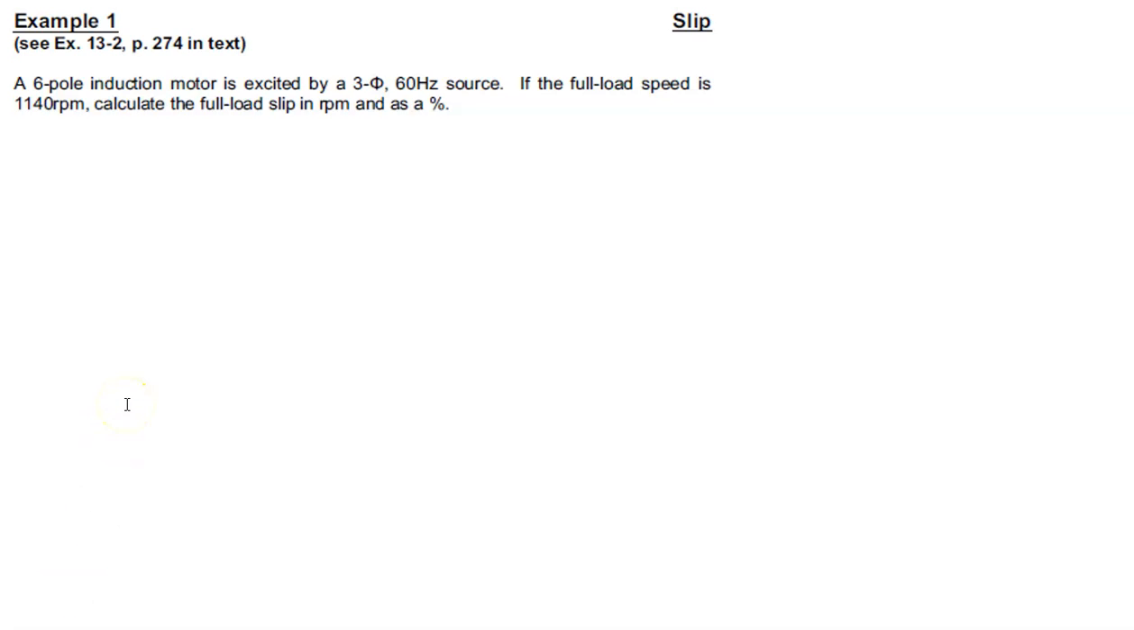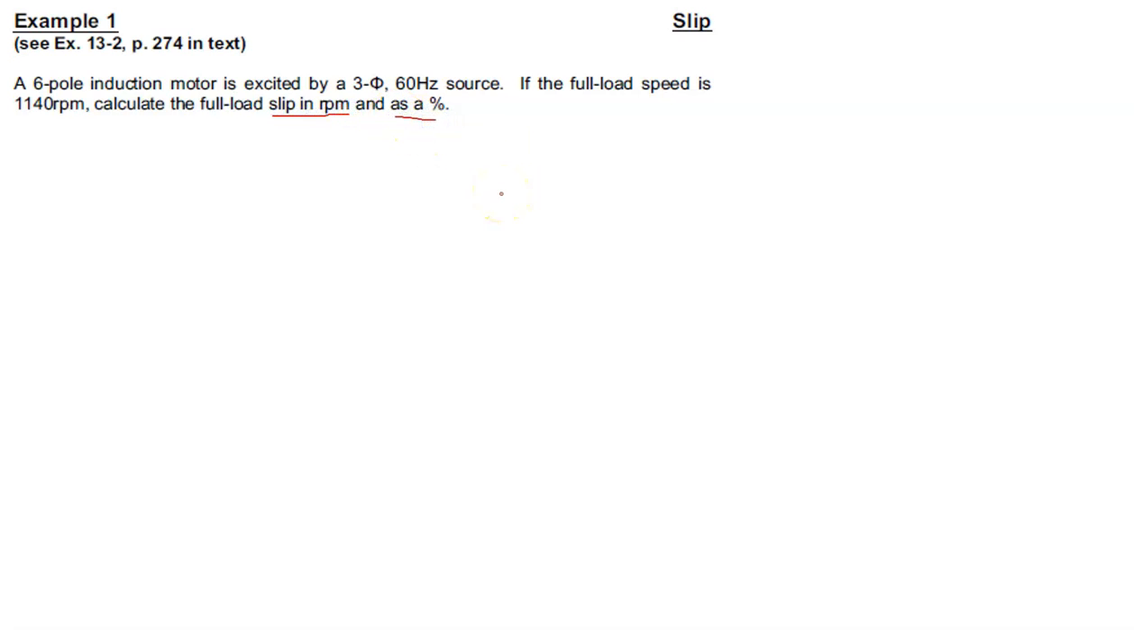So we have a 6-pole induction motor excited by a 3-phase 60 Hz source. If the full load speed is 1140 RPMs, calculate the full load slip in RPM and as a percent. Okay, so we're asked to find slip in RPM and express as a percent.